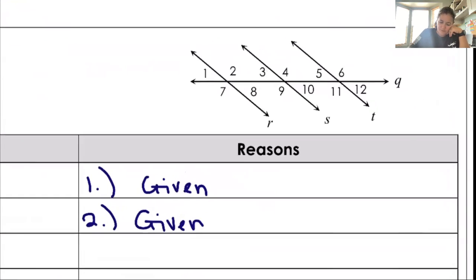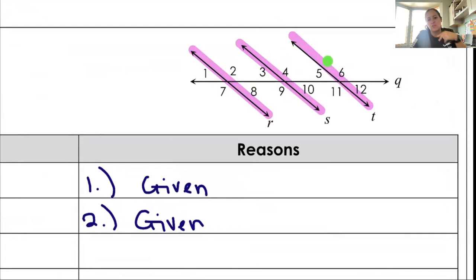So R is parallel to S. And then S, what I just highlighted, is also parallel to T. So this one would be your transitive property, but using it for parallel lines. If two lines are parallel to the same line, then they are parallel to each other. So you can write it out that way if that makes more sense to you.